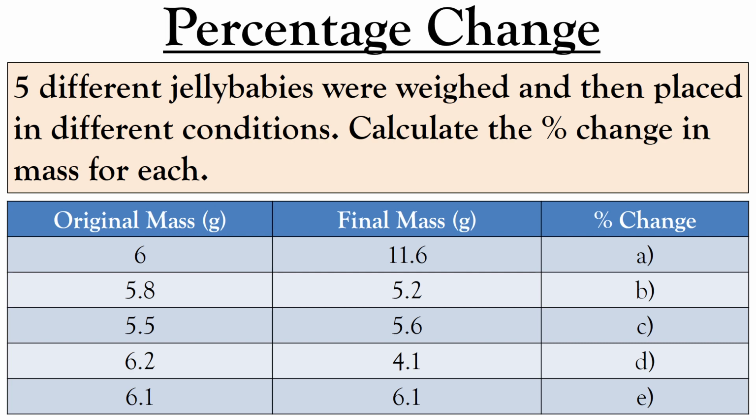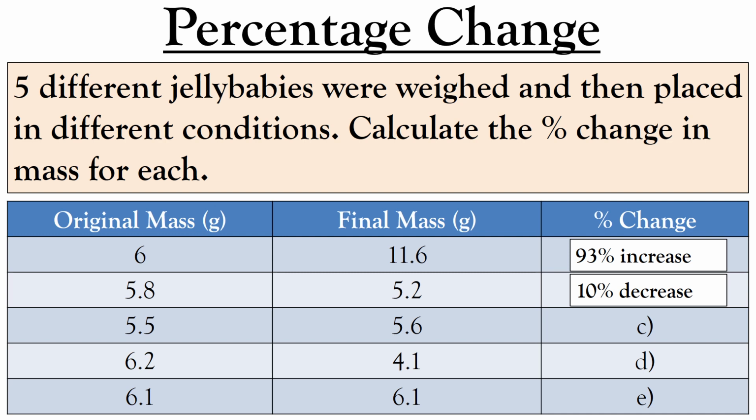So the first one, it's going to be 5.6. That's the difference. You've gone from 6 to 11.6. So 5.6 over the original, which was 6, times 100, which gives you a 93% increase. For the next one, you've got 5.8 to 5.2, so the change is 0.6. So it's 0.6 divided by 5.8 times 100, and that's a 10% decrease.